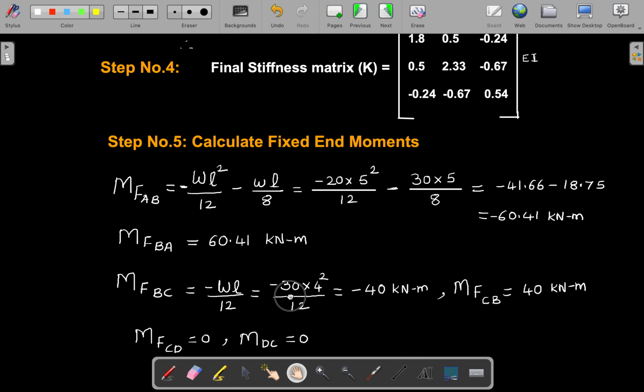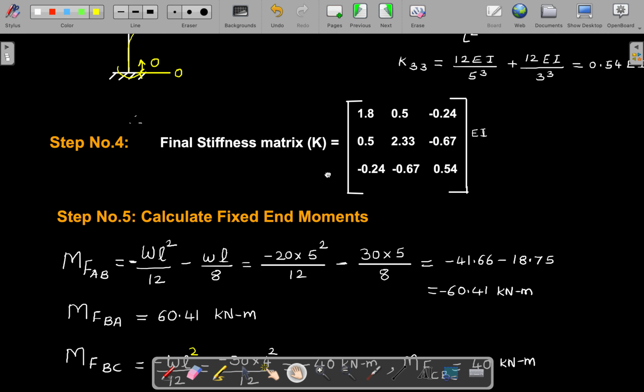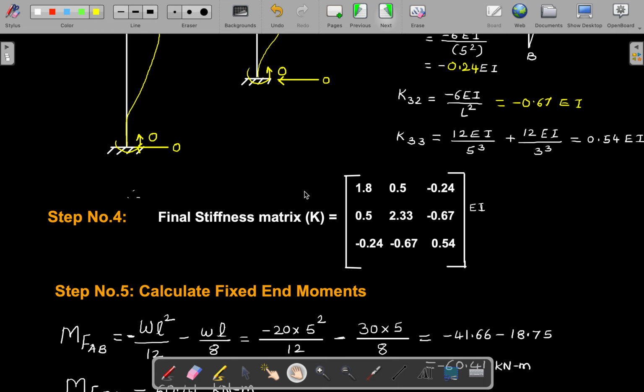You know how to calculate fixed end moments. So the BA value is this and the BC value is this. Use WL square by 12. When you use the standard formulas, you will get the fixed end moments. For CD and DC, there is no load acting, so it is 0. Okay, now let's move to the next step.